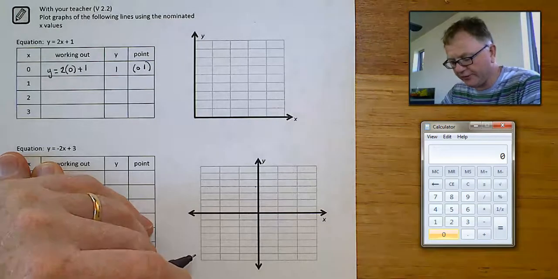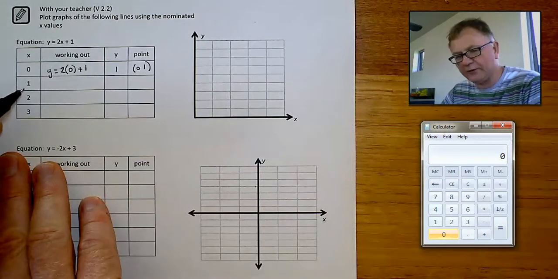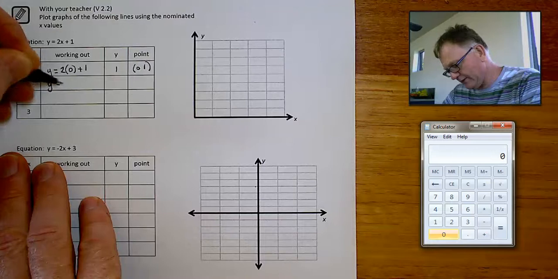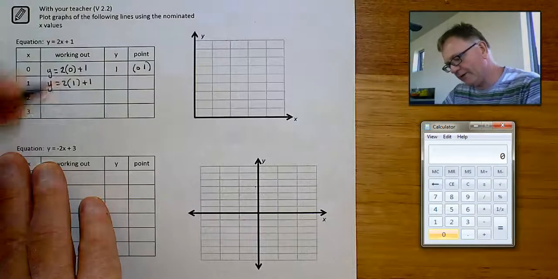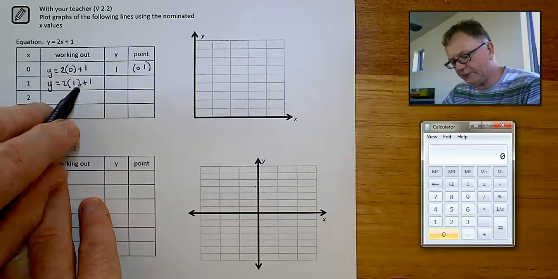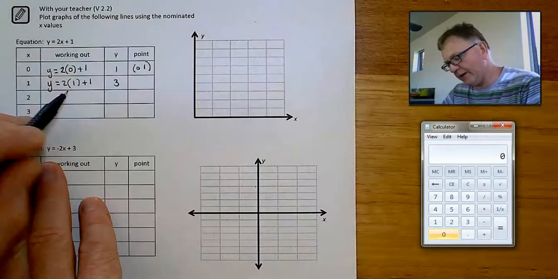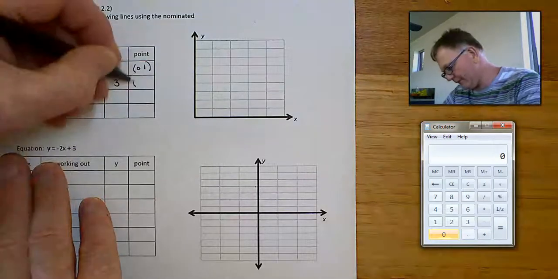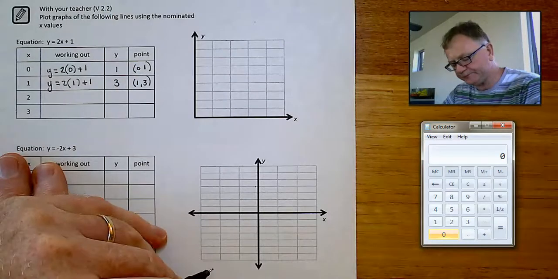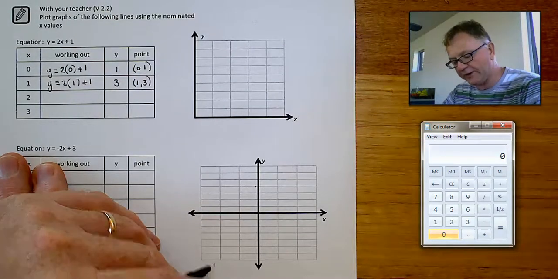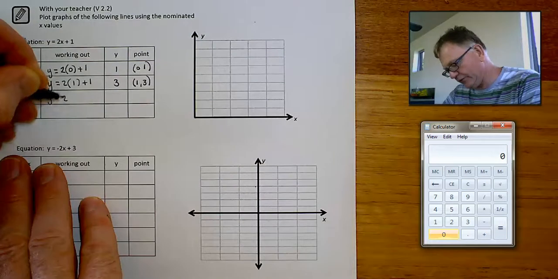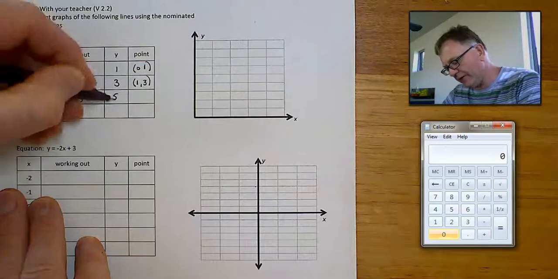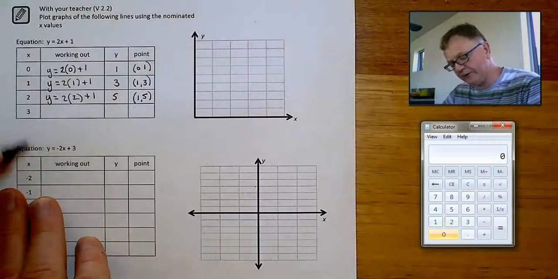Let's find some other points that are on the graph. When x equals 1, we can work out what y equals by putting x equals 1 into this equation. y equals 2 times 1 plus 1 more. 2 times 1 is 2 and 1 more is 3. When x equals 1, y equals 3. So in other words, the point x equals 1, y equals 3 is a point on our graph. When x equals 2, what does y equal? y equals 2 times 2 plus 1 more. 2 times 2 is 4 and 1 more is 5. The point (2, 5) is a point on our graph.